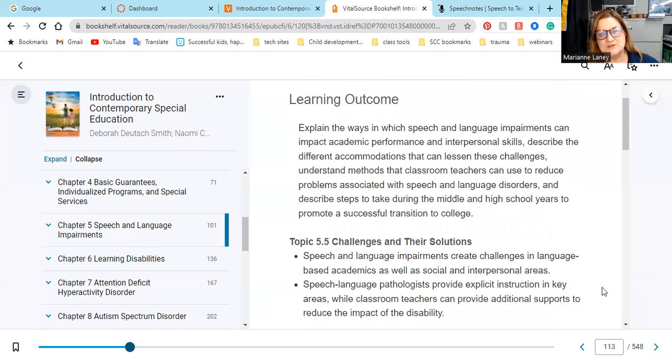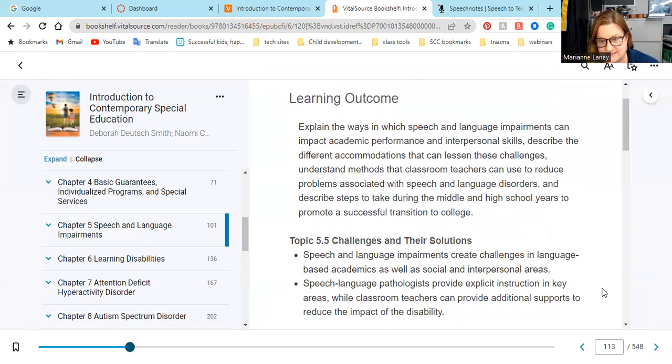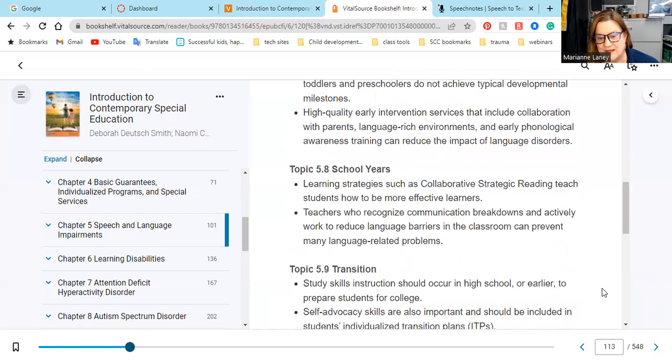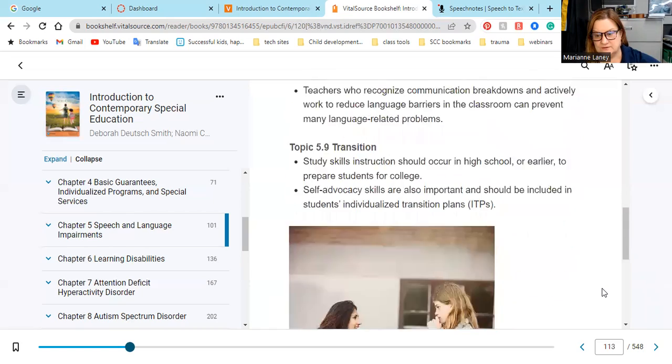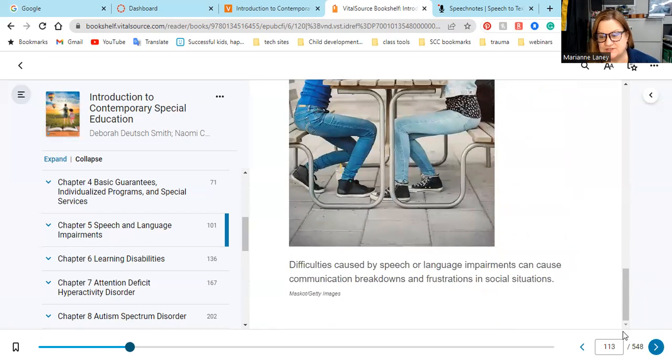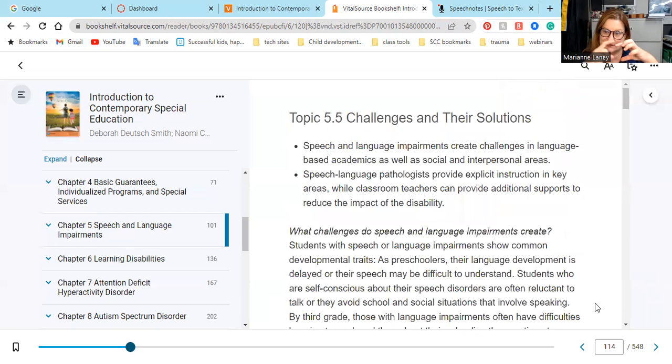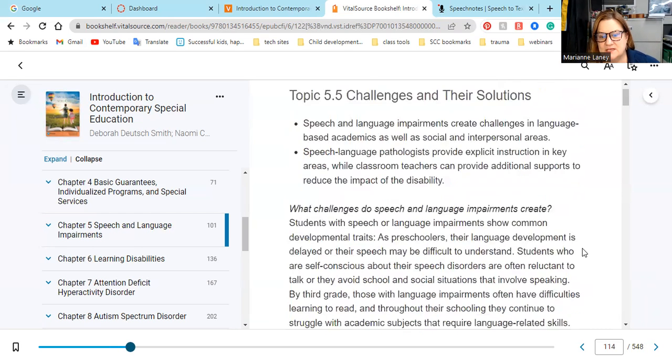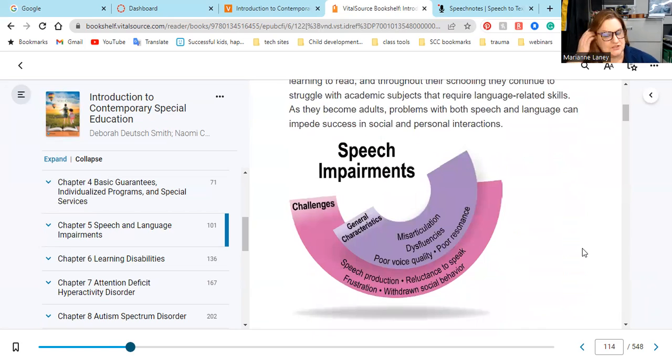And then again, special education for these students sometimes changes, sometimes stays, but I like how the book talks about this overview. It talks about the challenges and their solutions, and I like the little graphic that they use, a little circle with the thing at the bottom. So, challenges and their solutions. Here are the general characteristics we already talked about. Misarticulation: they're just saying things wrong, like 'I go to the store,' that's addition. Disfluencies are like a stutter or clutter.